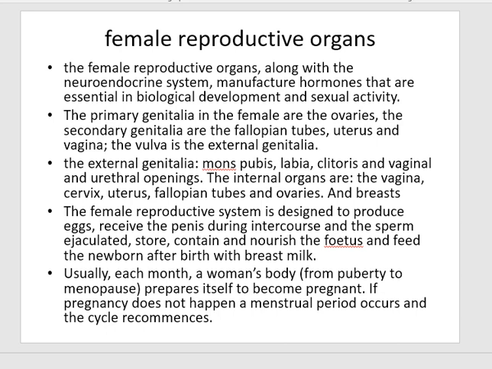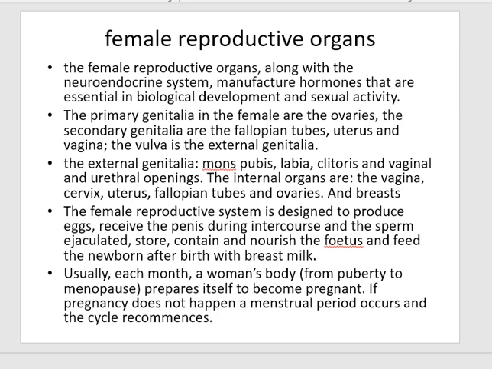The female reproductive system is designed to produce eggs, receive the penis during intercourse and the sperm ejaculation, store and contain and nourish the fetus, and feed the newborn after birth with breast milk. So these are the functions of the female reproductive organs.